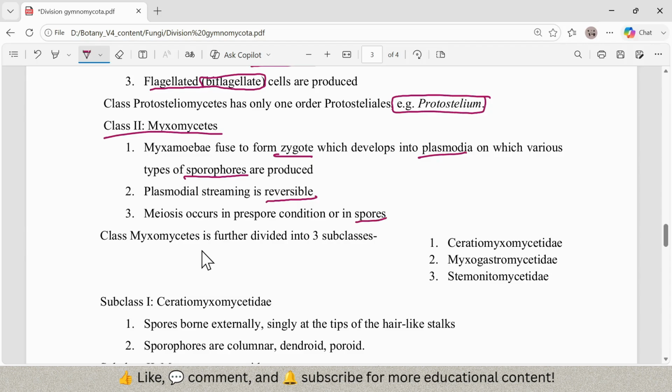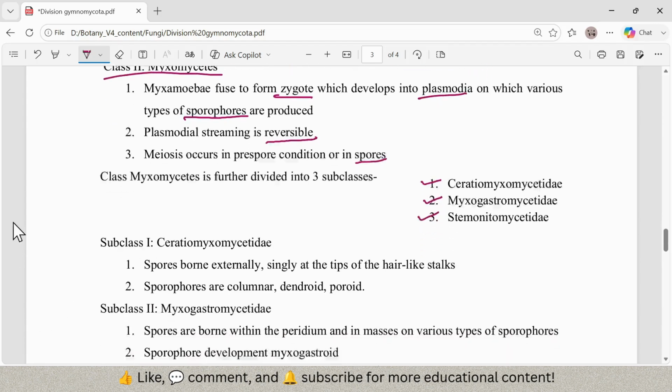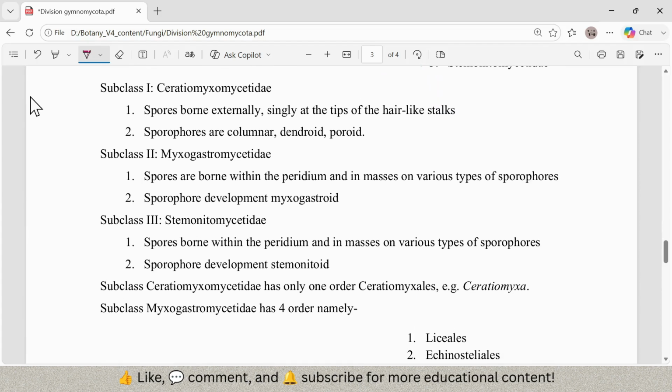Now this Myxomycetes class is further divided into three subclasses: Ceratiomyxomycetidae, Myxogastromycetidae and Stemonitomycetidae. Now let's study their characteristics. Subclass 1, Ceratiomyxomycetidae. Spores are borne externally, singly at the tips of the hair-like stalks. Sporophores are columnar, dendroid or poroid.